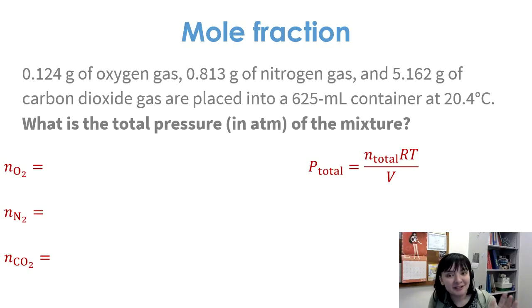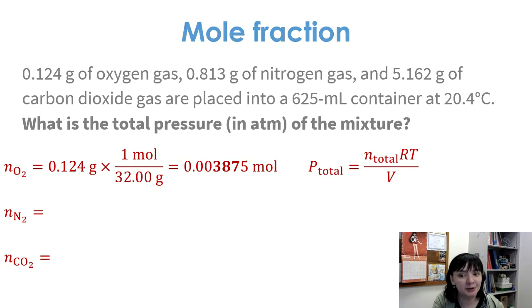But that shouldn't be too hard. With the information that we're given, we have grams of each of these gases. All we need to do is convert those into moles. So we're going to use our good old molar mass technique. For the oxygen, I have 0.124 grams divided by 32 grams per mole.